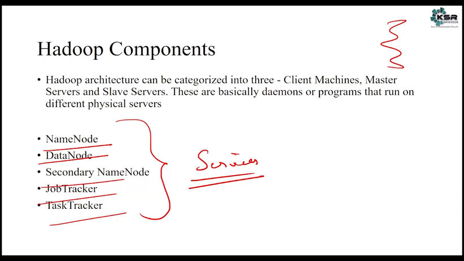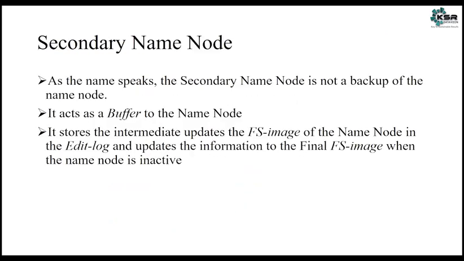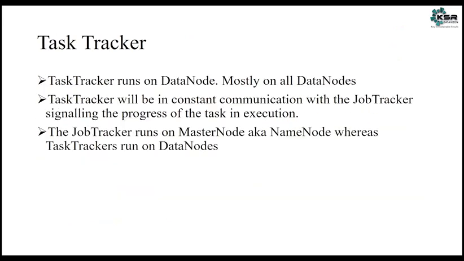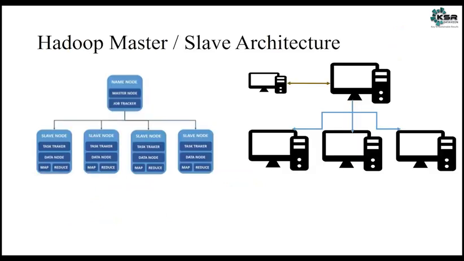Okay. Now, what is a NameNode? What is a Secondary NameNode? What is a DataNode? What is a JobTracker? What is a TaskTracker? There is a lot of theory for everything. So what I will do is try to bring an example of our use case, and then I'll try to explain it to you. Now, let's take this as an example.